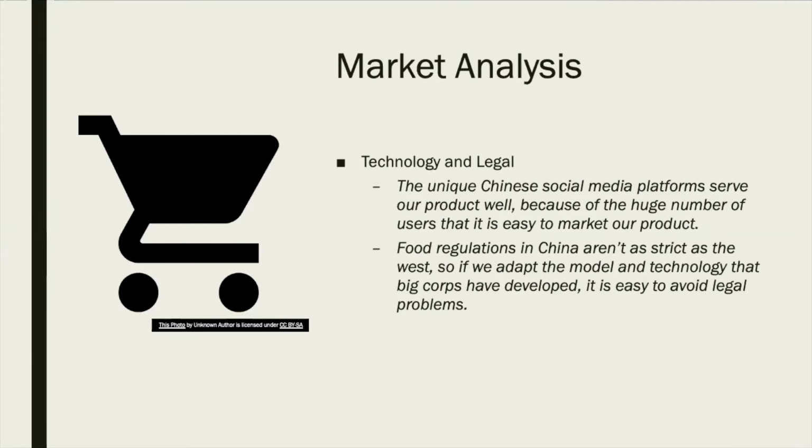In terms of technology and legal problems, the unique Chinese social media platforms serve our product well, such as TikTok, WeChat, Weibo, and Zhenjian. Because of the huge number of users, it is easier to market our product. Also, food regulations in China aren't as strict as they are in the West. So if we adapt the model and technology that big corps have developed, it's easier for us to avoid legal problems.